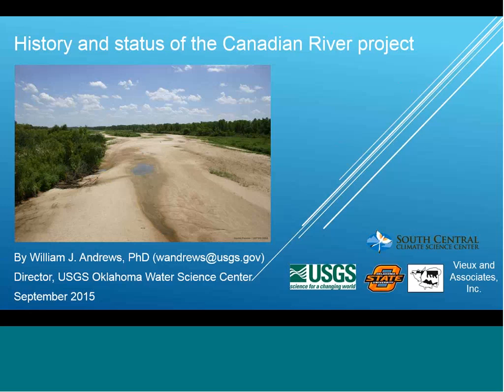Bill Andrews is director of the USGS Oklahoma Water Science Center and has worked for the USGS since 1988 in Florida, Minnesota, and Oklahoma on a variety of topics. Bill has a bachelor's from the College of William and Mary in geology, a master's from Northern Illinois in geology, and a PhD from the University of Oklahoma in environmental science. So lots of good experience there.